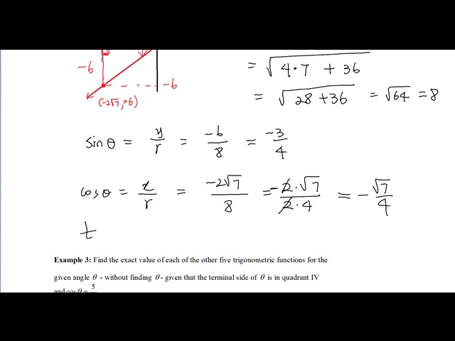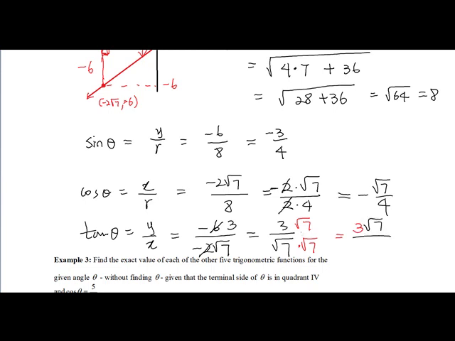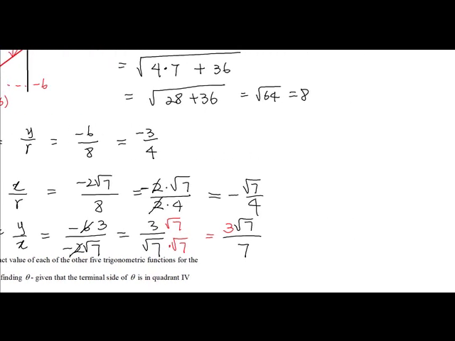Now tangent theta is y over x. So y equals negative 6 and x is negative 2 square root of 7. Negative divided by negative is positive. 2 divided into 6, 3 over square root of 7. Here you need to rationalize it by multiplying by square root of 7. So 3 square root of 7, and square root of 7 times square root of 7 is just 7. You would rationalize that.